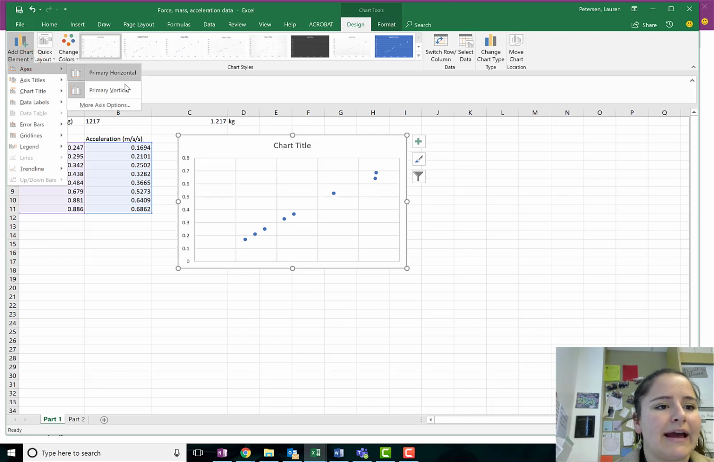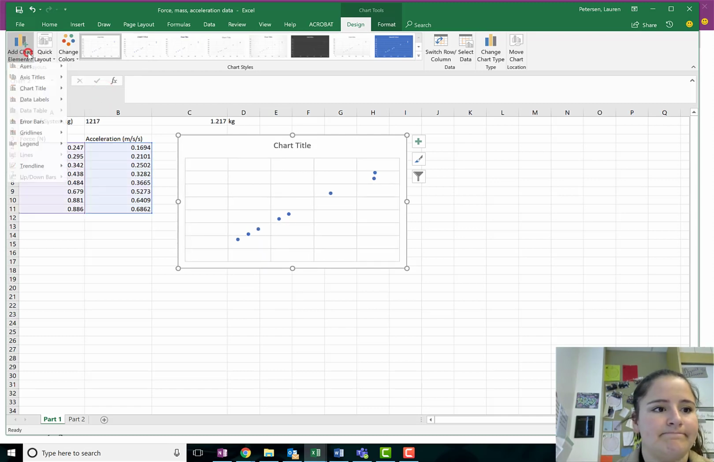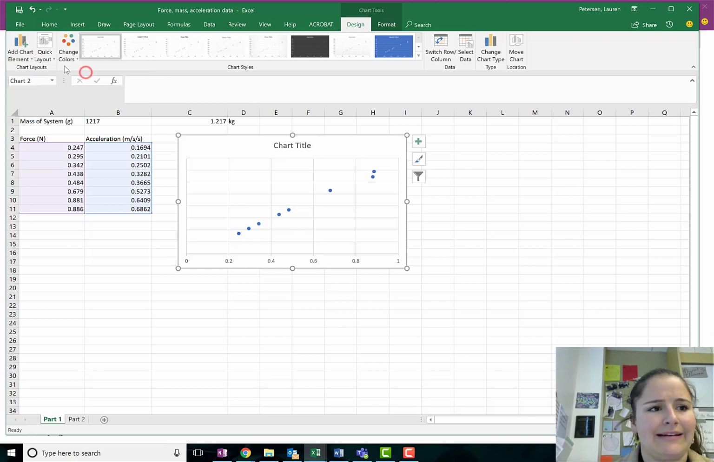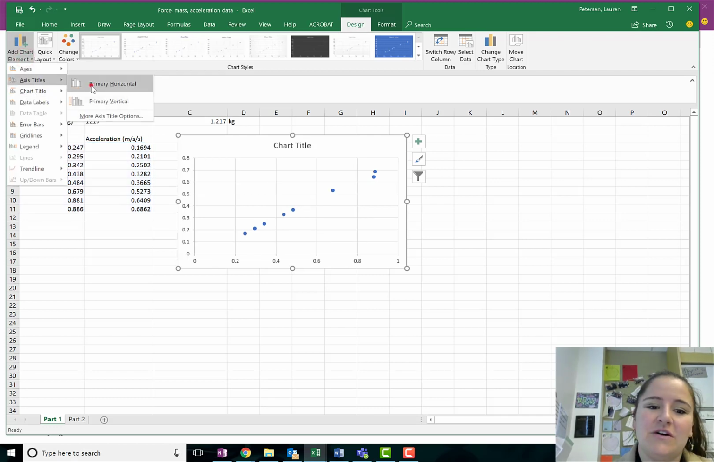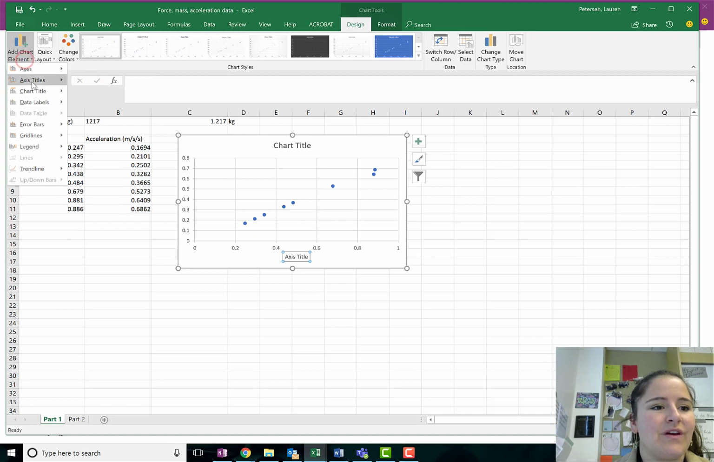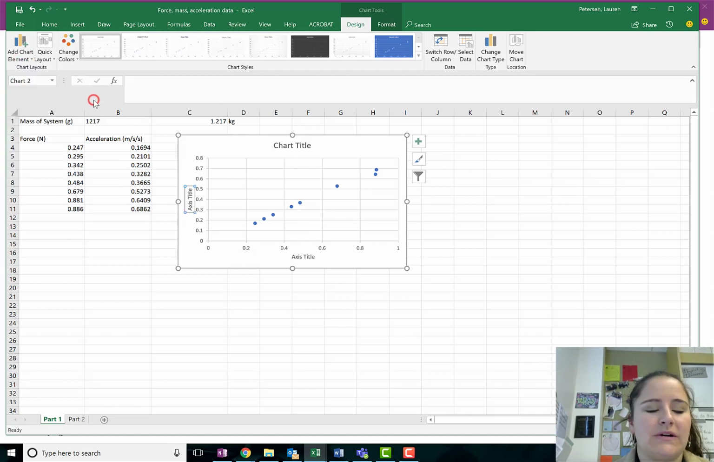So now we need to add all of the stuff to our graph. I'm going to add my axis titles, a horizontal one. Oops, I took it off. Don't want to take off my axes. Definitely need those. What I wanted to do is add an axis title. We put the vertical and the horizontal.